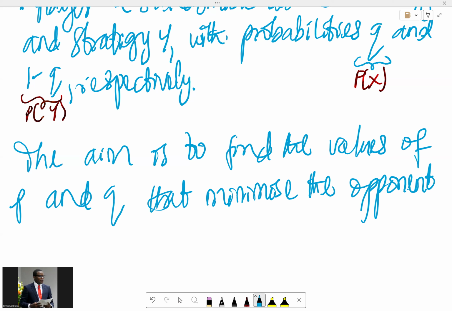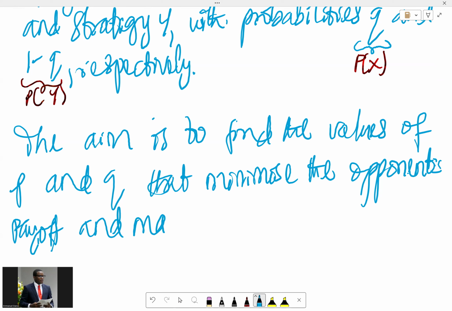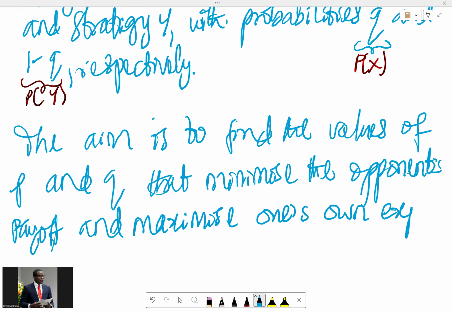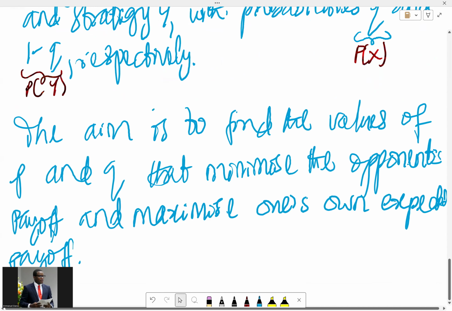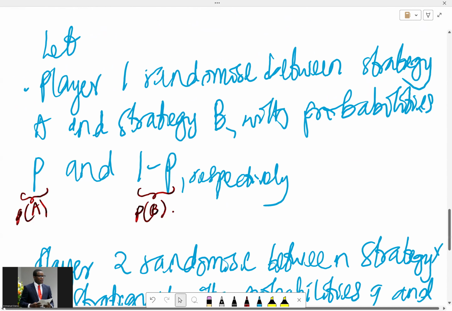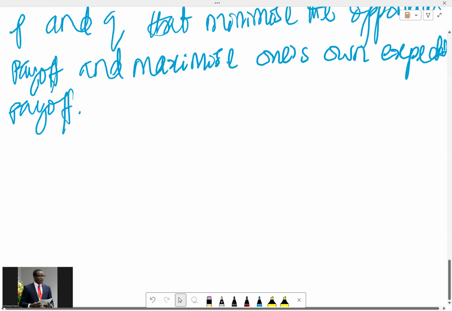So the aim is to find the values of P and Q that minimize the opponent's payoff and maximize one's own expected payoff. Okay, so that is the first step: set up the mixed strategy. And then the next thing we want to do is to calculate the expected payoffs.